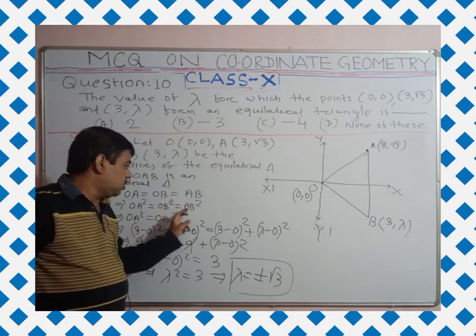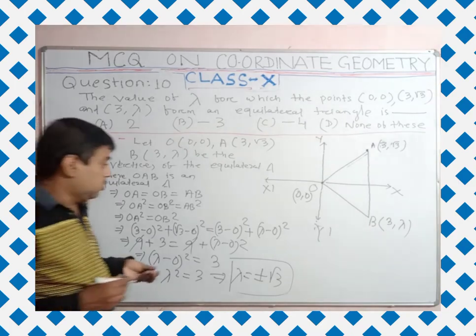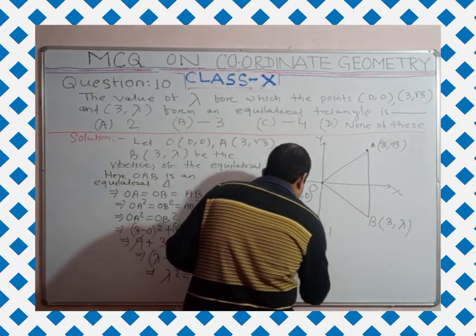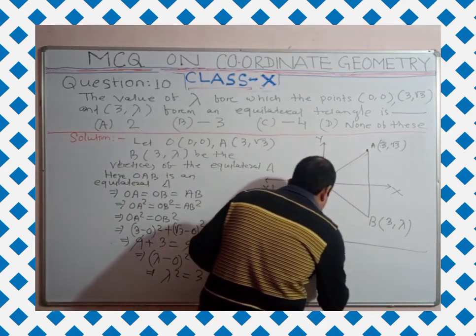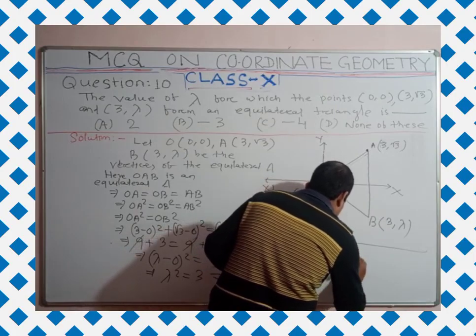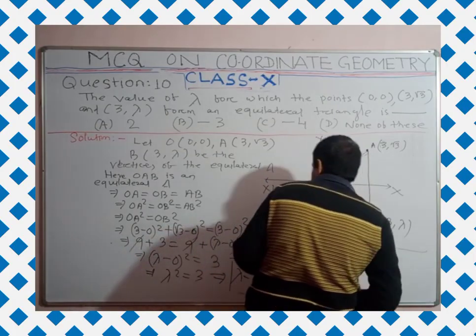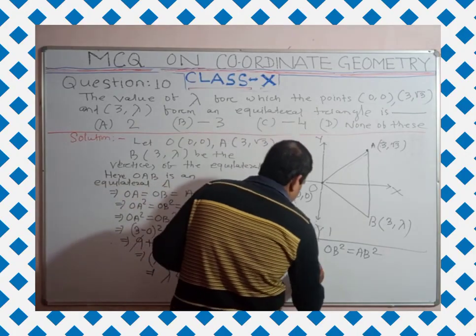OB square is equal to AB square. Three sides are equal, so we can check again. One second, you have to check again. OB square is equal to AB square using the distance formula. Okay, understand? So OB square again what?